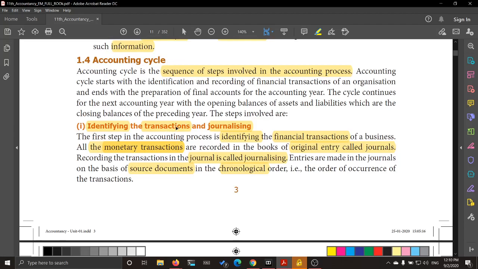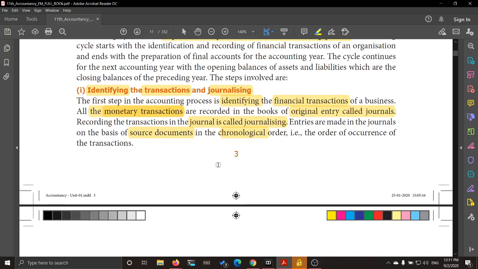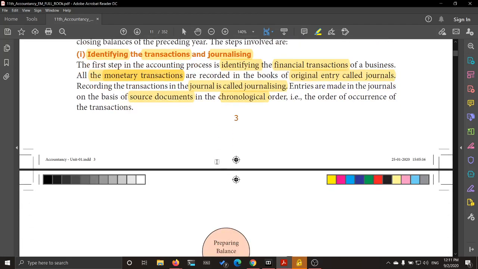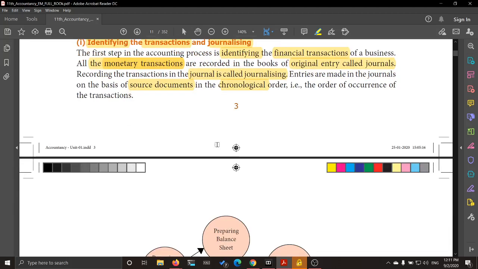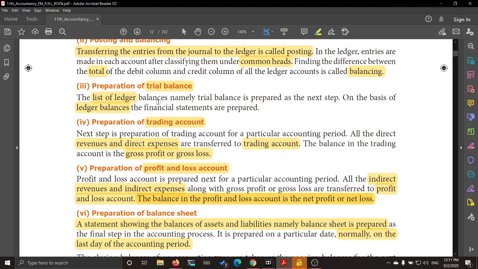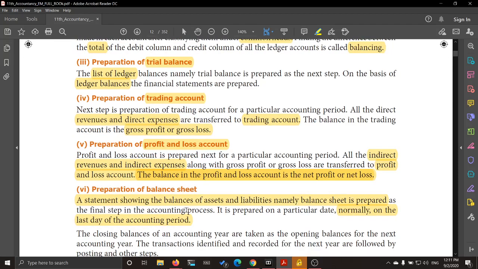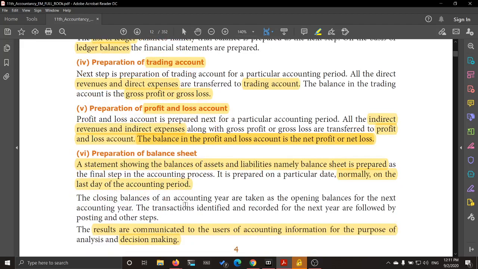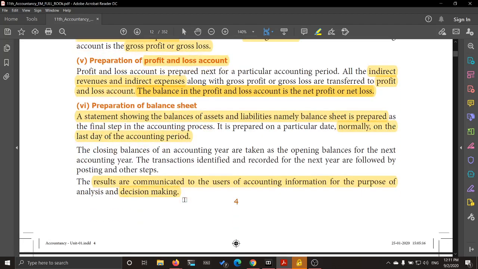First, transactions of monetary value only will be entered. Then these transactions are put in the journal, which you call journalizing, and next is the posting to ledger in chronological order. From the source documents only everything takes place. Then preparation of trial balance, then trading account, profit and loss account, and finally the balance sheet. So these are the cycle in accounting. This is what you call the accounting cycle.